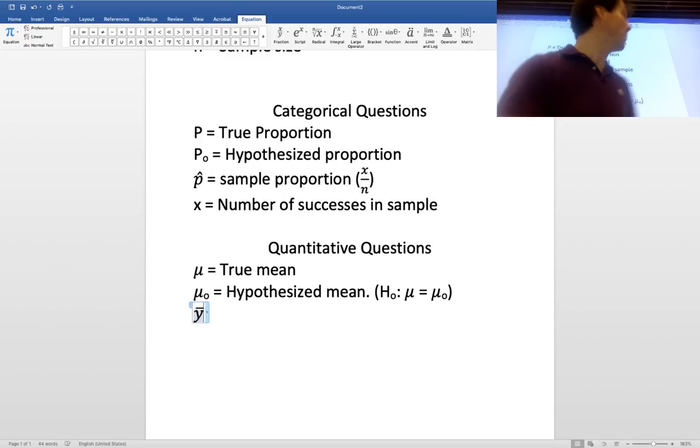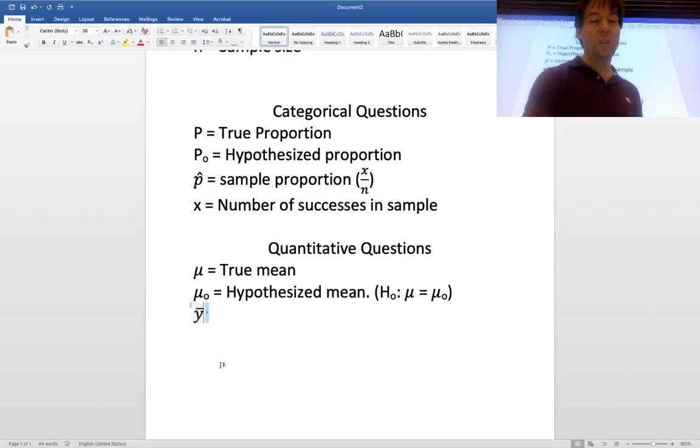Y bar is the... sure, we'll keep it like that. 72 is the sample mean. Because I said you went out and found that there was an average of a 72. Does that make sense? What we found was there was an average of a 72. So 72 would be the sample mean. I can't escape the equation editor. So 72 is the sample mean.